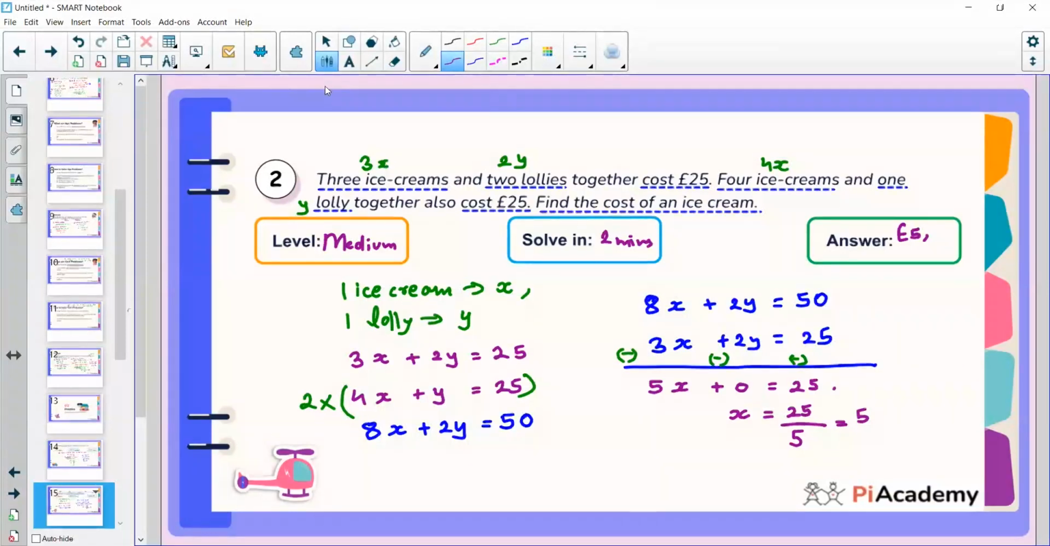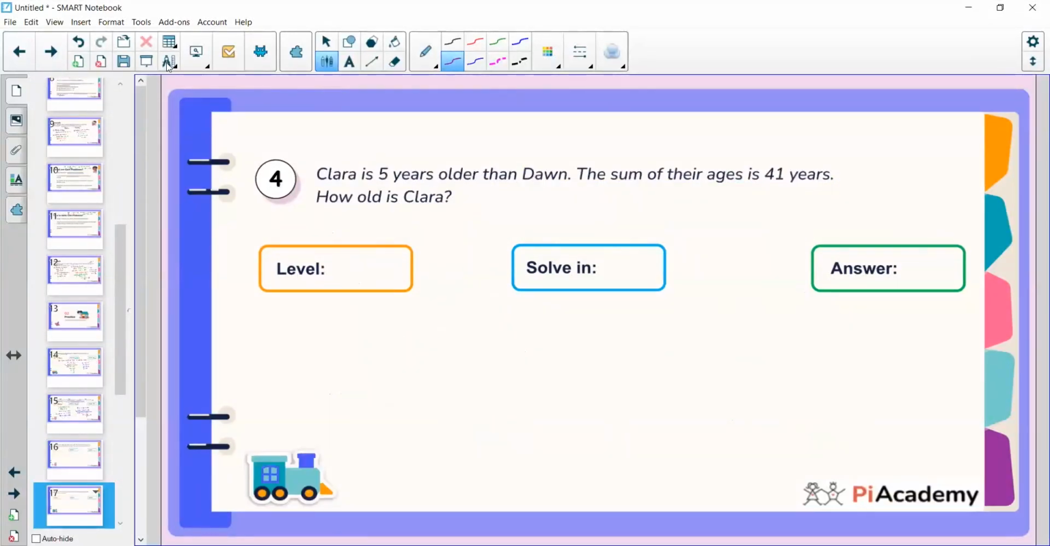Okay. Let's see the next question now. So we got the fourth question. We are skipping one simultaneous one, so we could cover the 8 problems as well. So here we go. Clara is 5 years older than Dawn. The sum of their ages is 41 years. How old is Clara? So here, what is given?